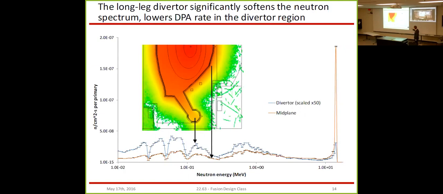What we've got here in blue is a plot of the neutron flux at the divertor, scaled up times 50, so you can see it on the same chart. And that is compared to the neutron flux in the midplane. So we've got divertor down here in blue, midplane in kind of orange. And as you can see, there are a lot more neutrons in the divertor at lower energies. And the height of this peak corresponding to the primary neutrons, the ones at 14 MeV, that's significantly lower. Adding FLiBe just really slows them down quite quickly.